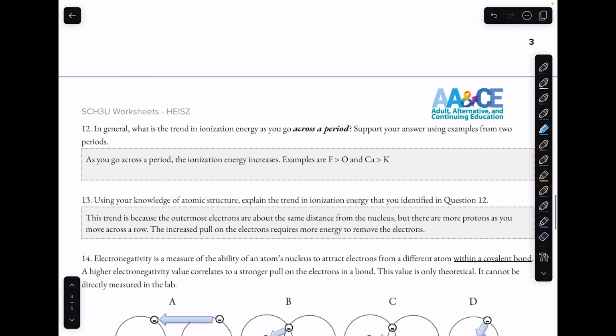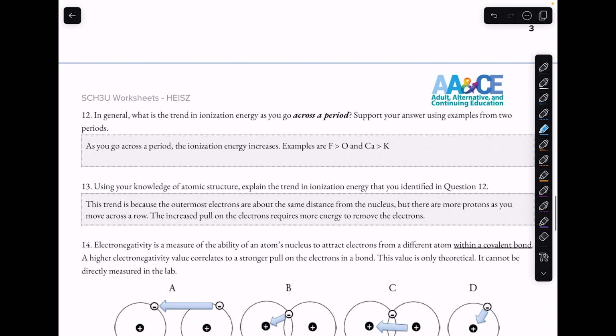And across a period, well, same thing. We have an increasing effective nuclear charge, which holds onto those valence electrons in the same electron ring as we go across a period, holds onto it more tightly, so it takes more energy to remove them as we go in the direction of the noble gases.